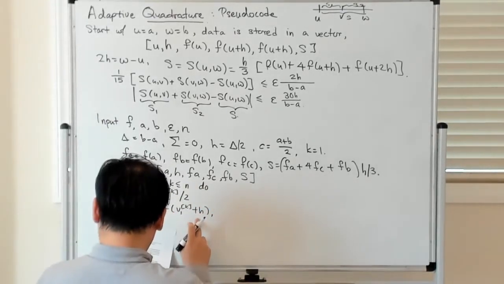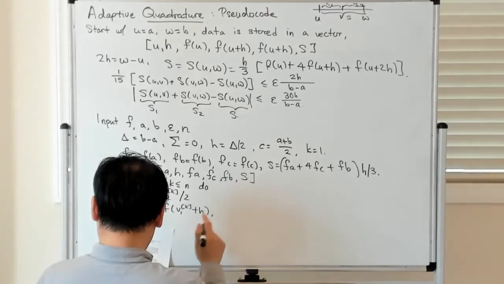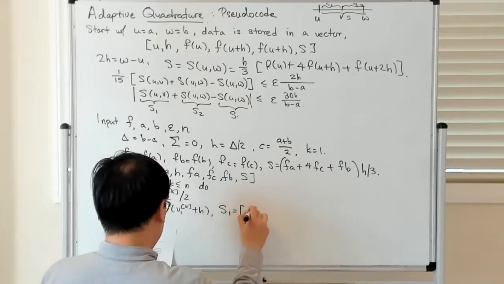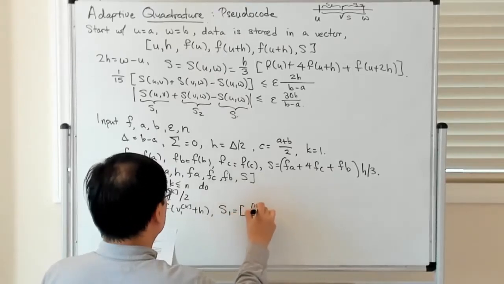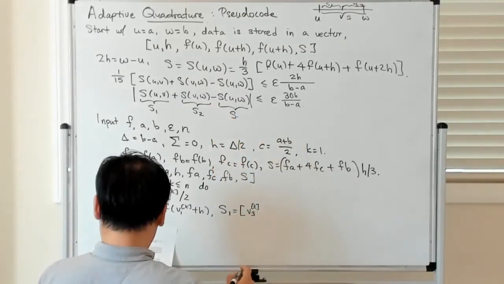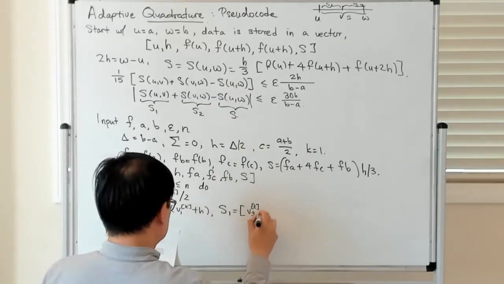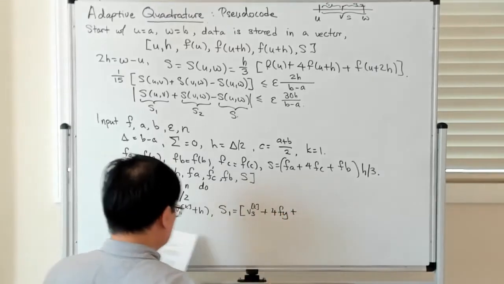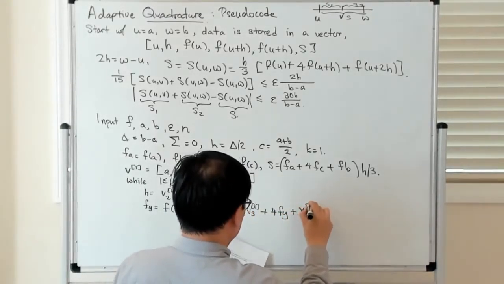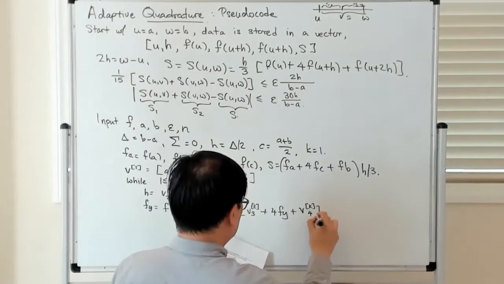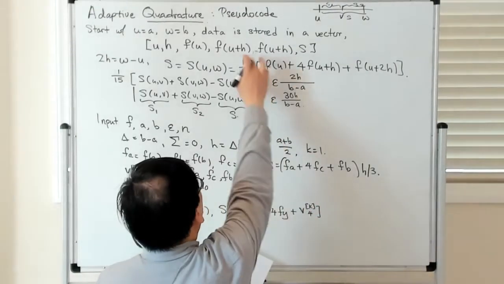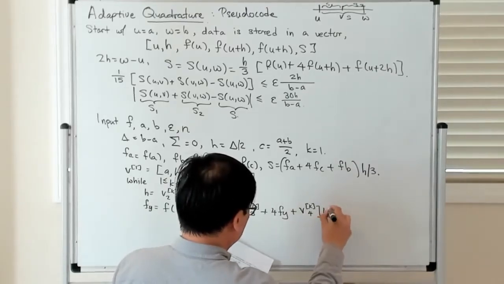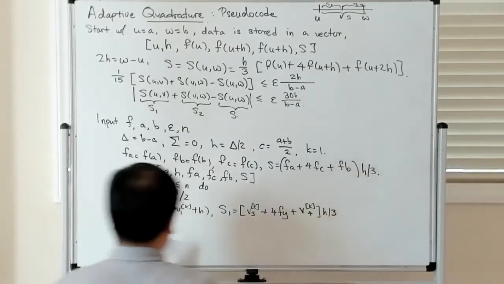So you evaluate it at a new point, and then s1 is equal to v3k, the third component, plus 4 times fy plus v4k. So I'm reusing the function evaluations. I'm storing the function evaluations in that vector so that I don't have to repeat that. So that saves a little bit of computational power, right?